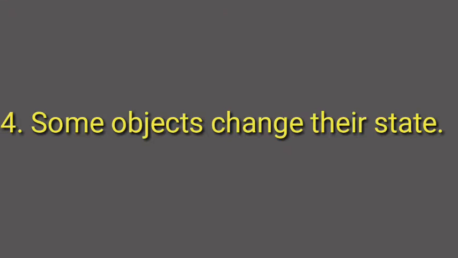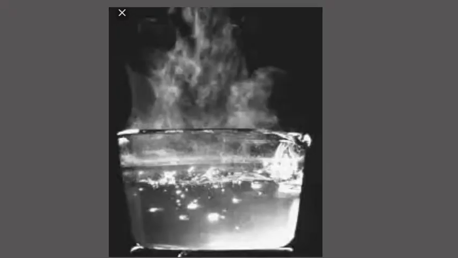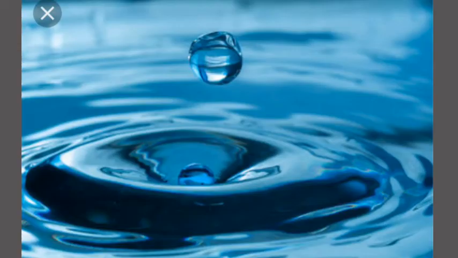Fourth point, some objects change their state. Let's see what it means. For example, when ice is heated, it changes into water. Similarly, when water is heated, it changes into steam. When steam is allowed to cool, it turns back again into water. All such changes are reversible. We can make it happen again and again.